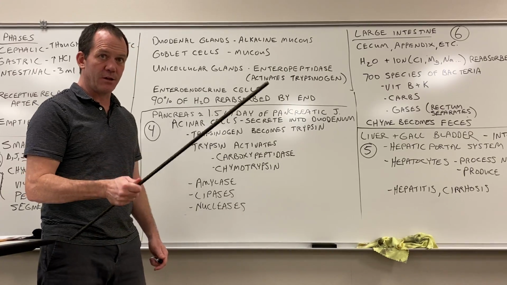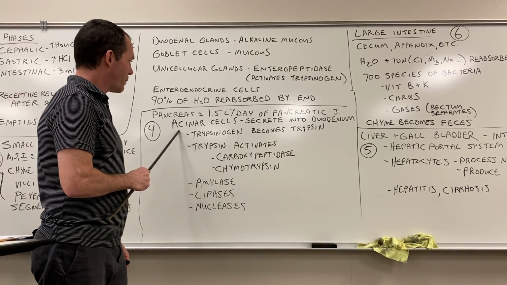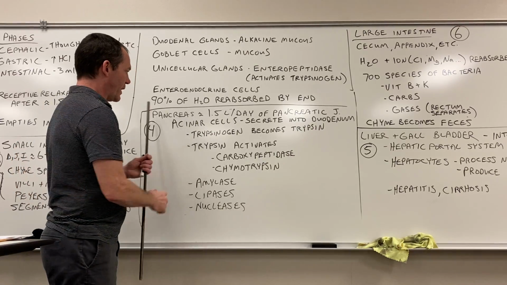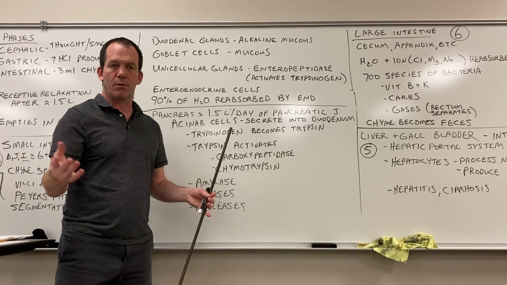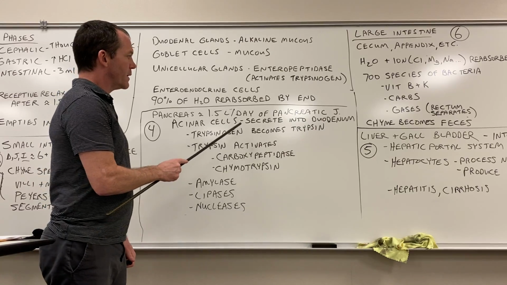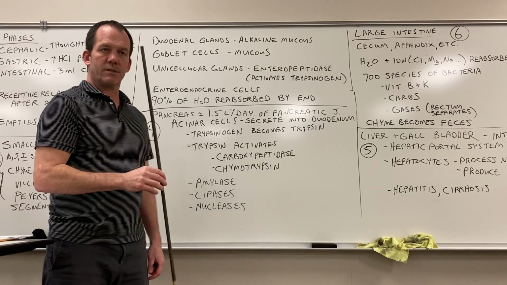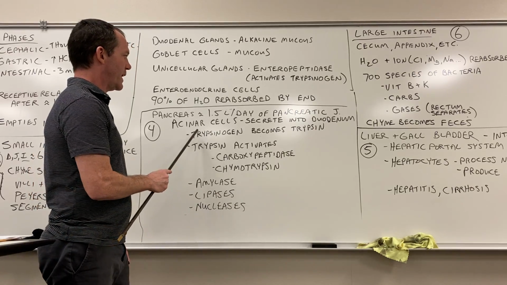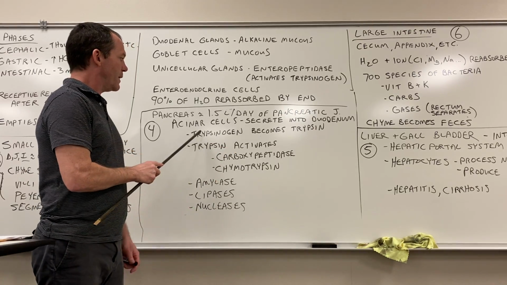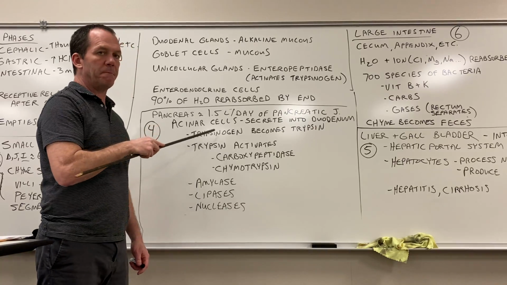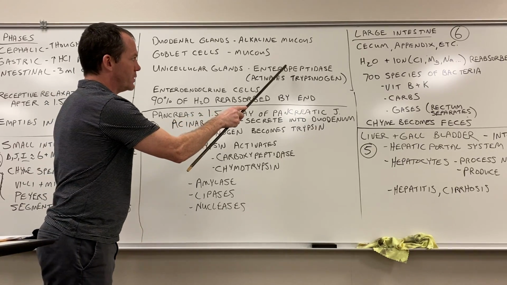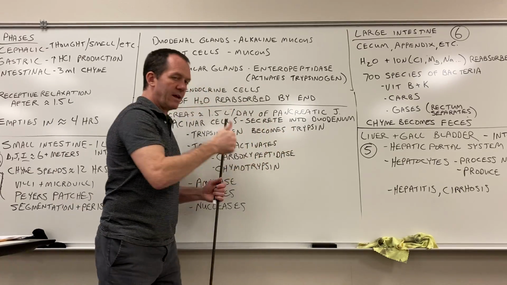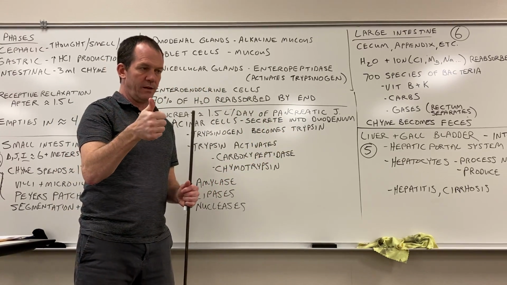So the digestive function of the pancreas is performed by these cells called acinar cells, or acini. So if you see ACINI, it's just a plural for acinar cells. They secrete something pleasantly named pancreatic juice. And pancreatic juice has some various chemicals in it. One I'd already mentioned, trypsinogen. So trypsinogen, when exposed to enteropeptidase, becomes trypsin.